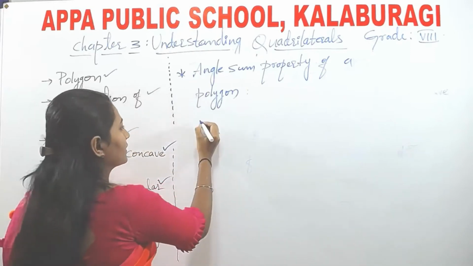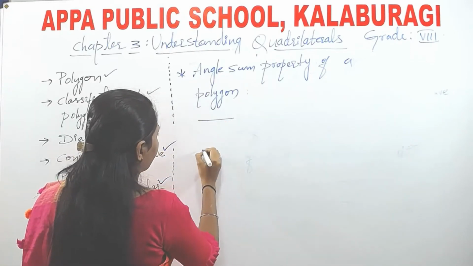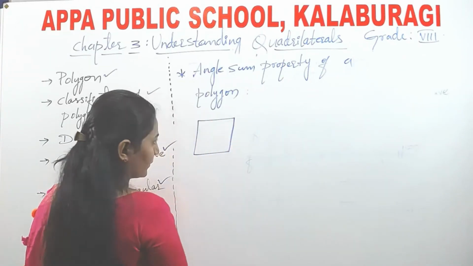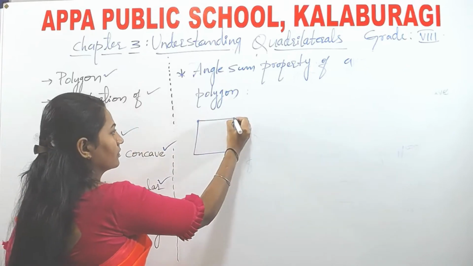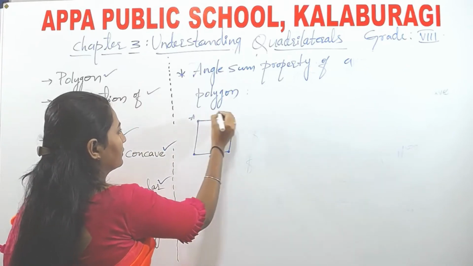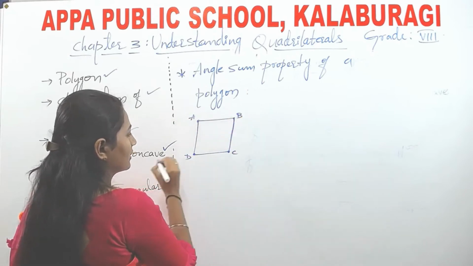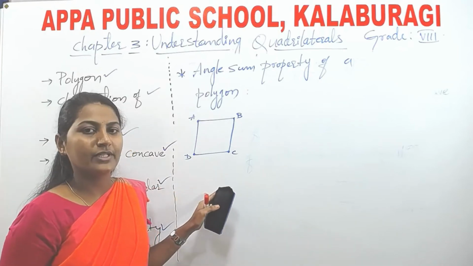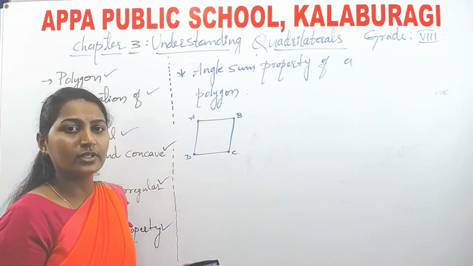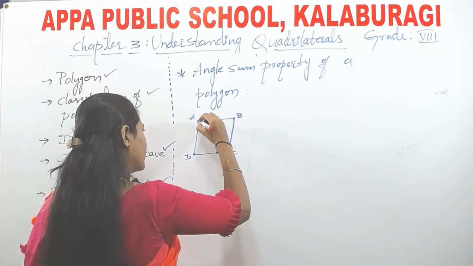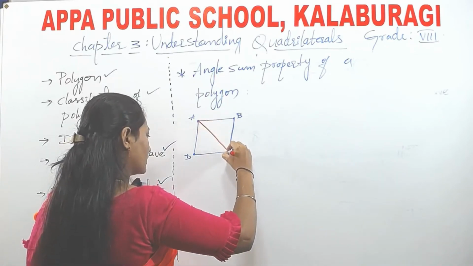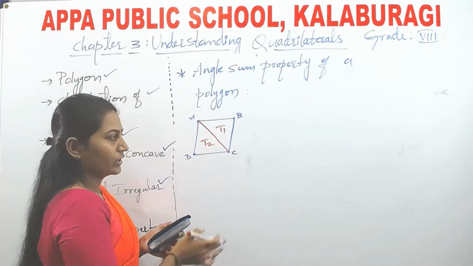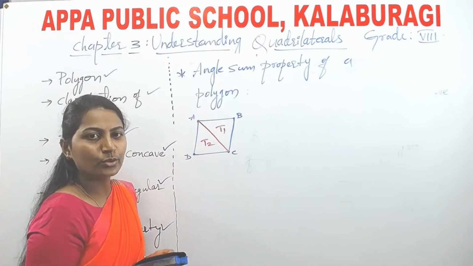Let me take a quadrilateral. I've taken a quadrilateral with 4 sides and 4 vertices, A, B, C, and D. So children, each quadrilateral can be divided into 2 triangles by drawing a diagonal. Let's draw a diagonal from A to C. So this would be triangle 1 and this would be triangle 2. So a quadrilateral can be divided into 2 triangles.